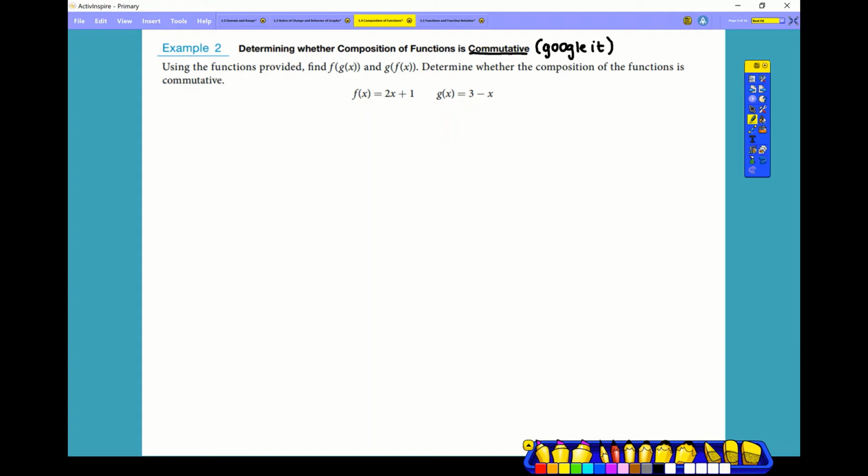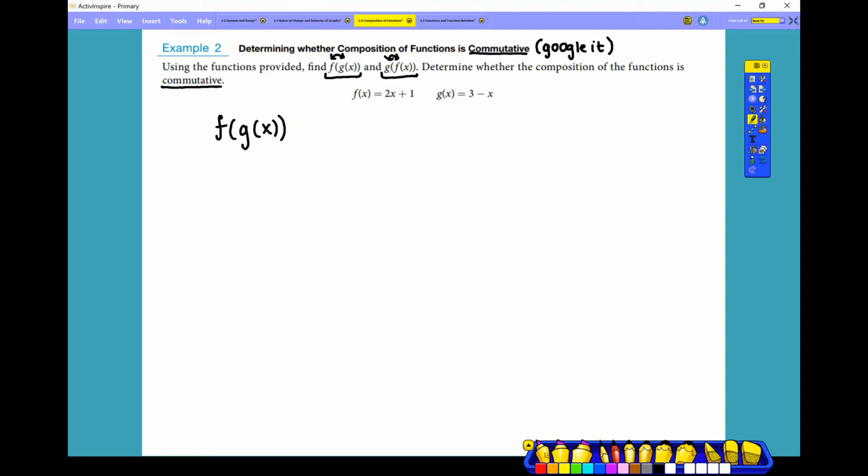Using the functions provided, we're going to find these two. Commutative, notice they've changed. We've just switched them to outside the parentheses. Which one comes first? Determine whether the composition of functions is commutative. There's that word again. That's a very important math word. Look it up. Okay, so we're going to find f of g of x.